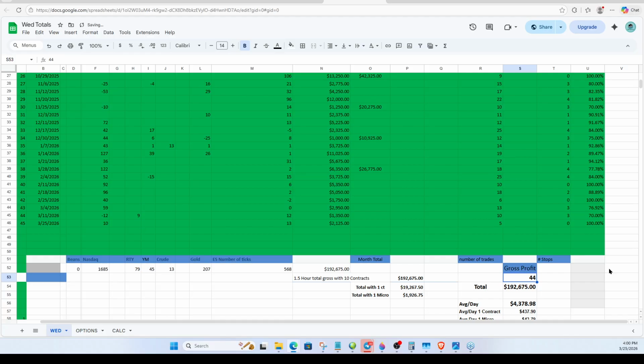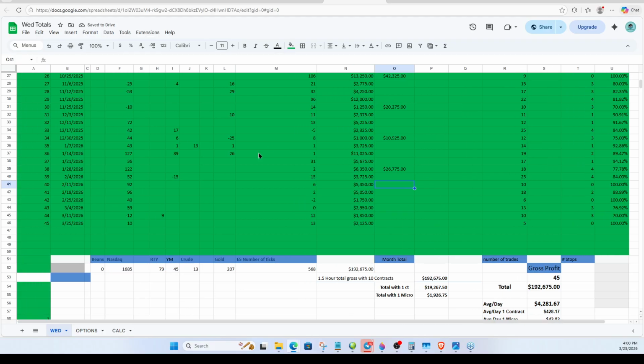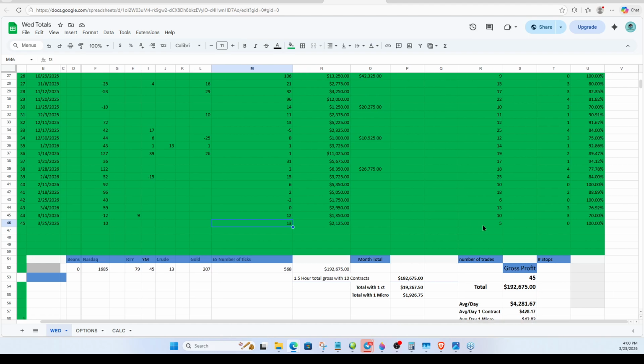And this number goes to 45. Okay, so those are all the numbers now. This session we only took 5 trades, and we're up $2,125 with 10 contracts, or $212.50 with 1. We got 10 ticks on the NQ and 13 ticks on the ES. Those are the only 2 markets we traded in 5 trades.